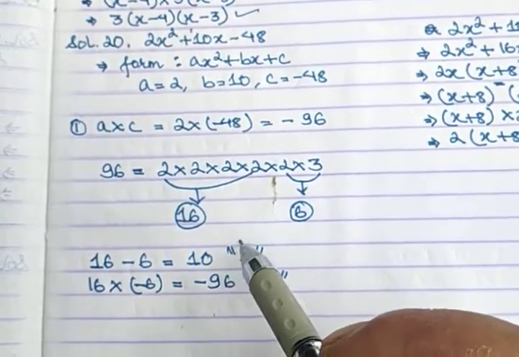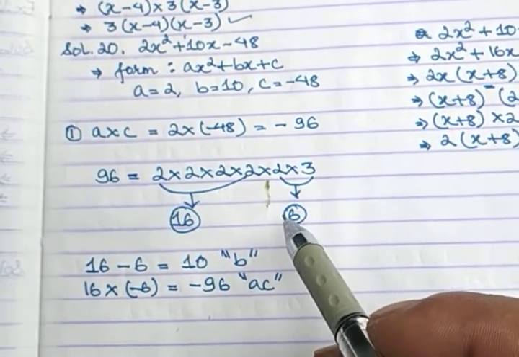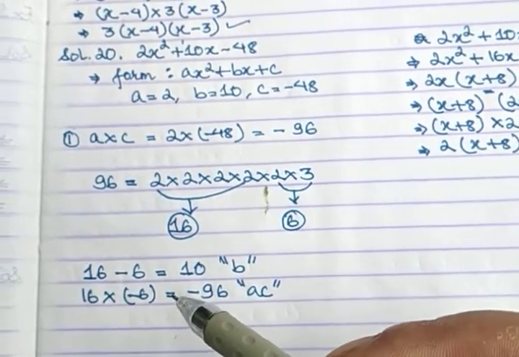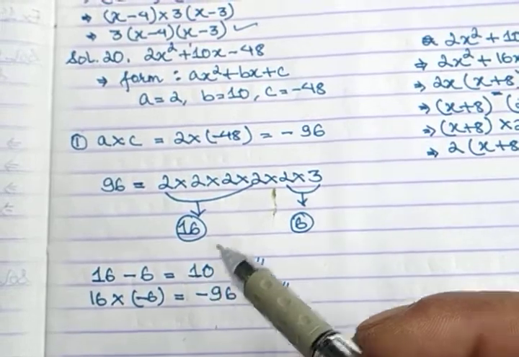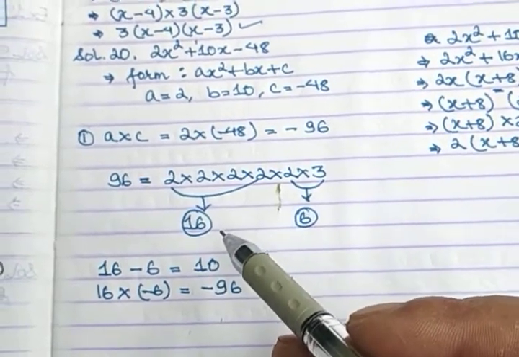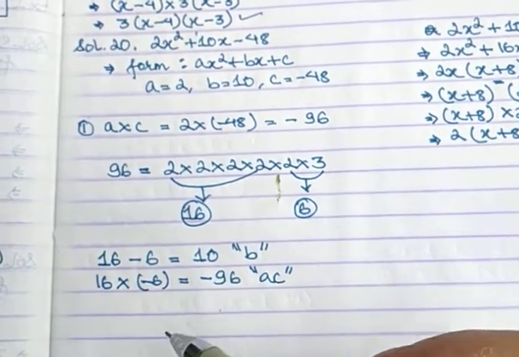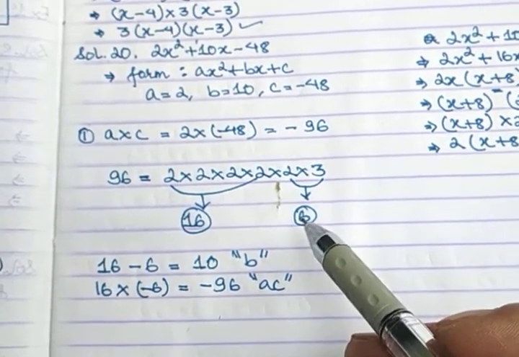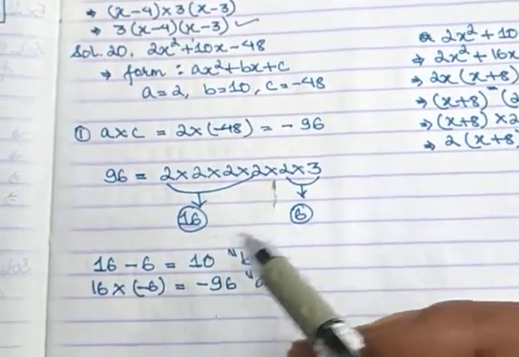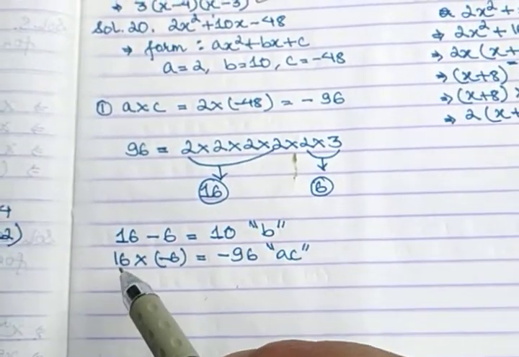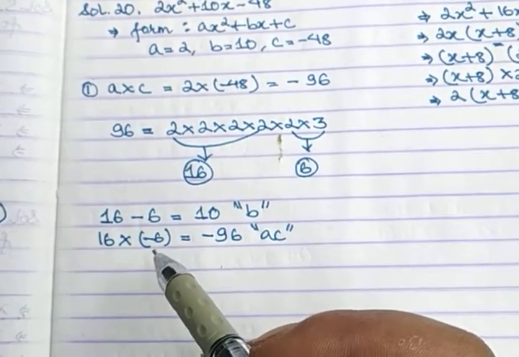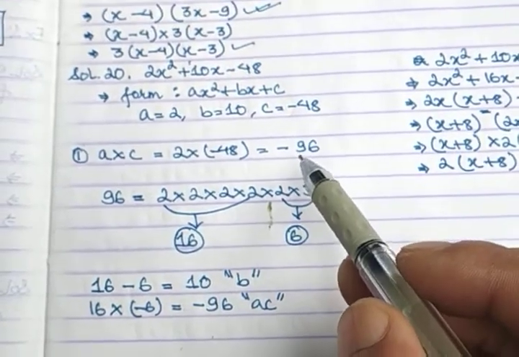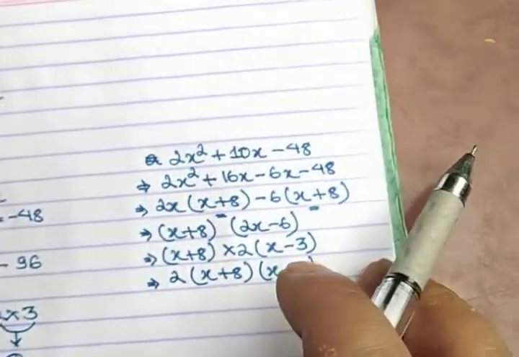Now I have already said, if you go on practicing, it will be easier for you to guess the factors as well. So as you see, I've already taken 16 and 6 as factors. I know 16 and 6. If I subtract 16 and 6, I'll get 10. Simple. 16 minus 6 is 10. And when you multiply them, 16 into minus 6, I'll get minus 96. That is our AC.